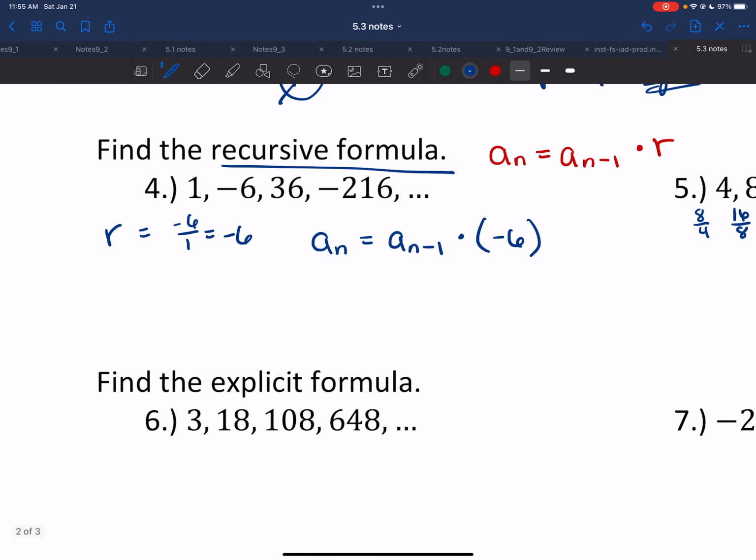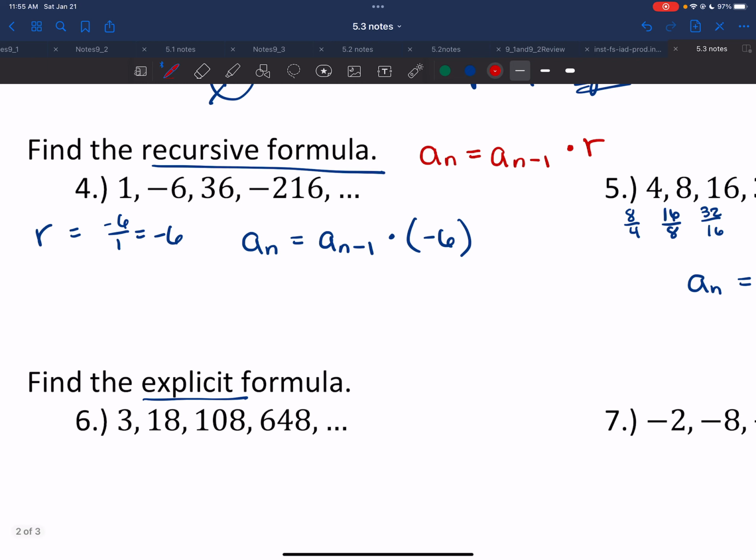Now let's look at the explicit formula. Remember, my explicit formula is a little bit different. That explicit formula that I've got is equal to a_n equals a_1 times r to the n minus 1.